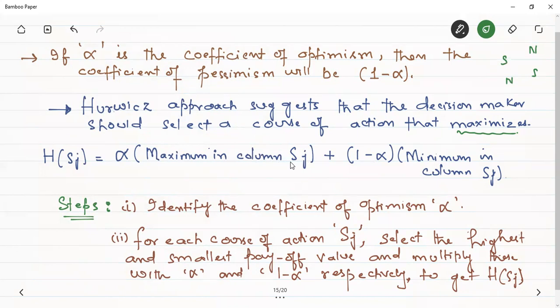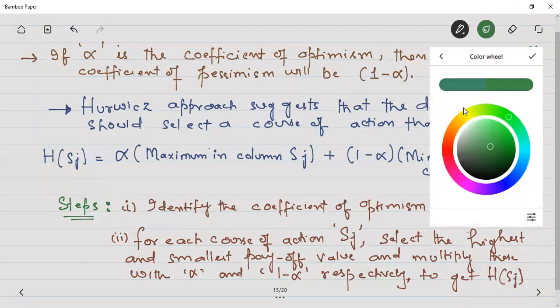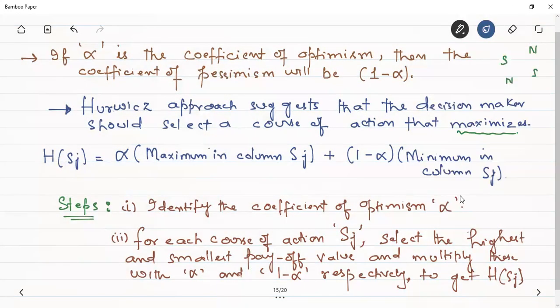So we have to find this value of h for each strategy, which is equal to alpha into the maximum in Sj plus 1 minus alpha multiplied by the minimum in Sj. So what are the steps involved? We have to identify the coefficient of optimism. It is usually given in the question. If not given, then we can take it to be 0.5.